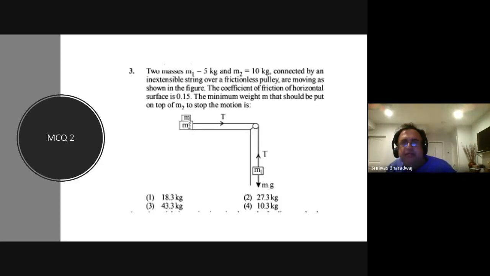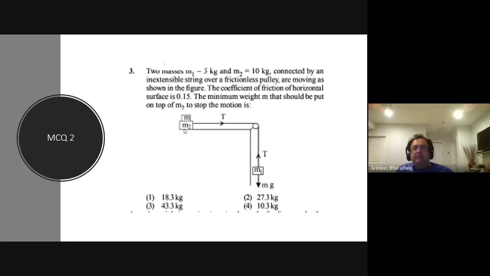So this is another MCQ dealing with bodies, masses, etc. Two masses, 5 and 10 kg, connected by an inextensible string over a frictionless pulley, moving as shown. The coefficient of friction on the horizontal surface, that is here, is 0.15. The minimum mass m that should be put on top of m2 to stop the motion is... okay, m2 and m1 connected by a string, right? The coefficient of friction, right?